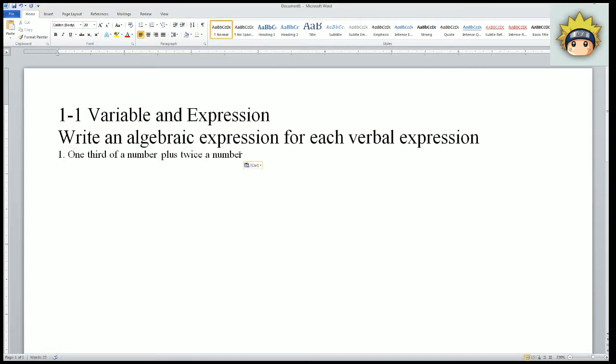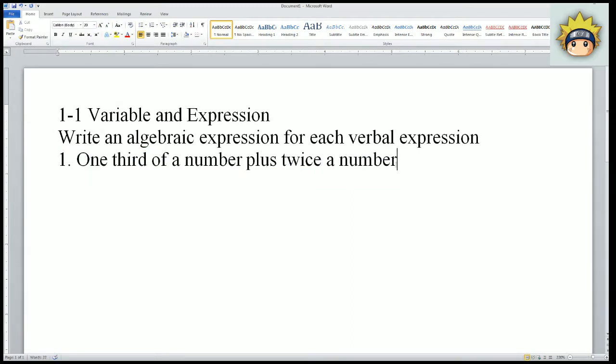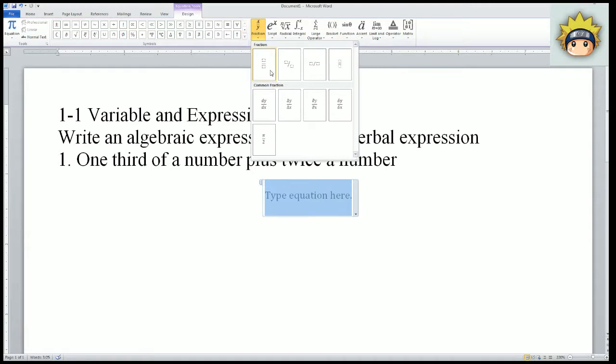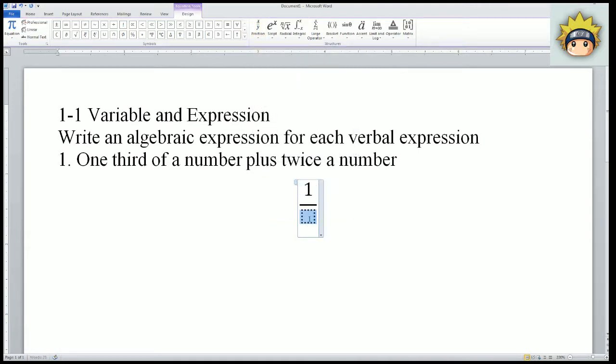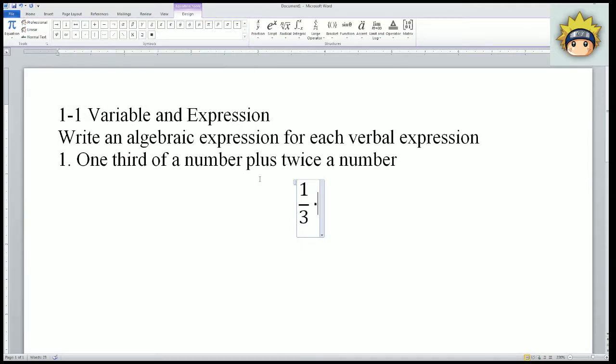Number 1, it starts off here. This is the verbal expression, right? So someone would say 1/3 of a number plus twice a number. Okay? So, what does this 1/3 mean? 1/3, like 1/2, is like a fraction. So you want to write your fraction here. So here would be 1/3. Of means multiply, so you could put the multiplication symbol, of a number, right? Any variable you choose, x. That's of a number.